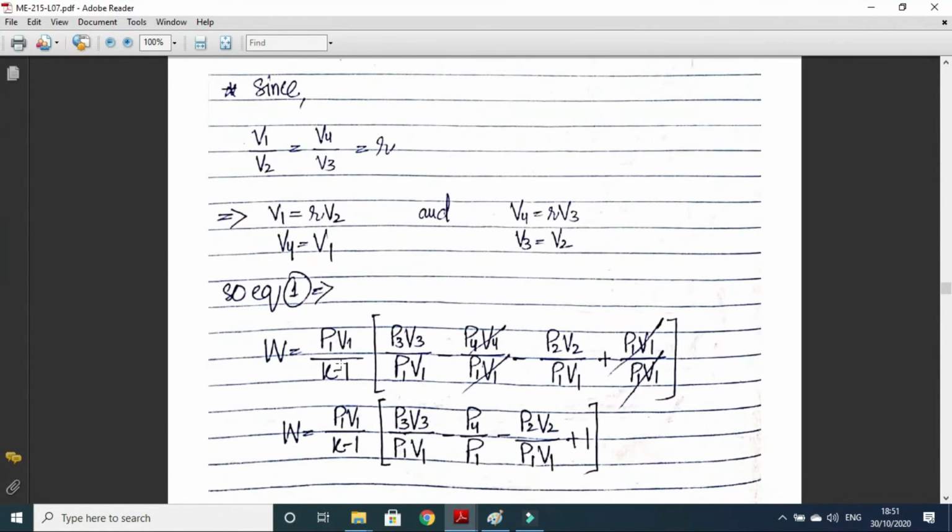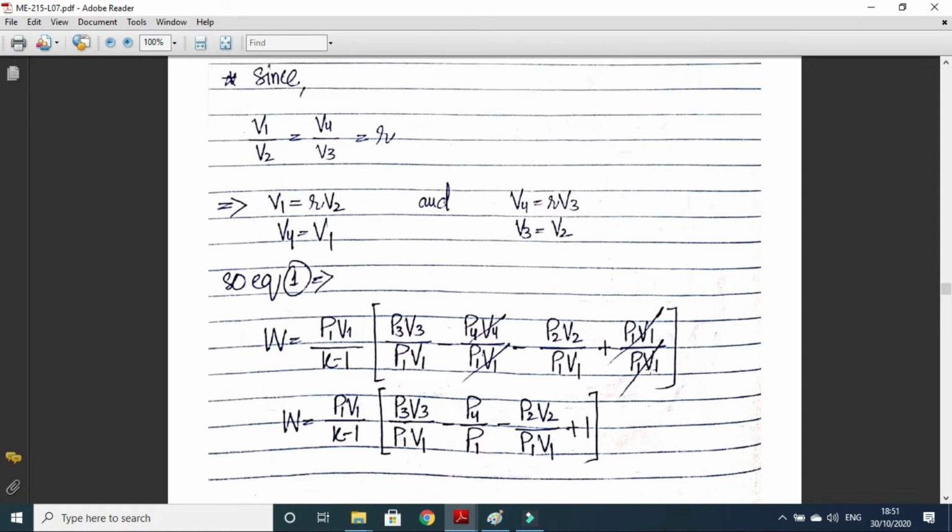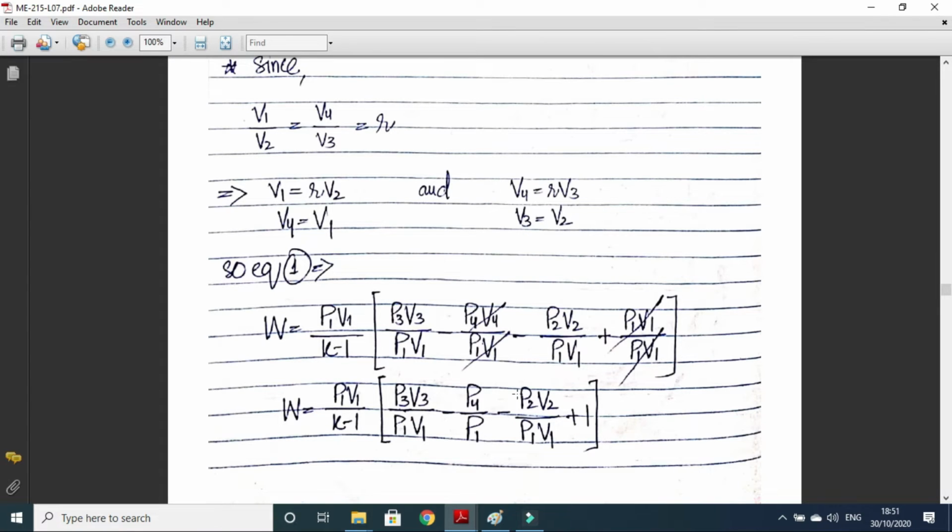So P1 V1 common, so P3 V3 divided by P1 V1, because in P3 V3 P1 V1 was not common, so we have to divide it by the P1 V1. Similarly, P4 V4 divided by P1 V1 minus P2 V2 divided by P1 V1, P1 V1 will be cancelled out with the P1 divided by P1.